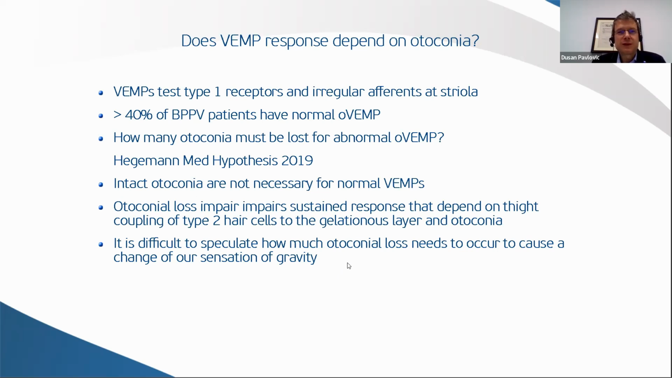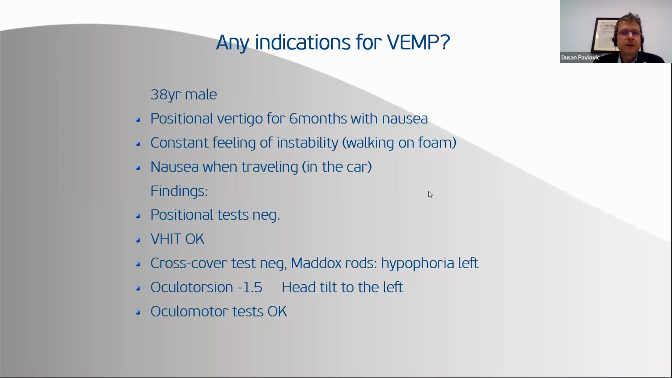pathological VEMP results. Here is a male, 38 years, with a history of positional vertigo, and he had a constant feeling of instability, like walking on foam, and nausea when traveling. Vestibular findings are normal. At that time, positional tests were negative, vHIT results normal, and oculomotor tests excluded central pathology.